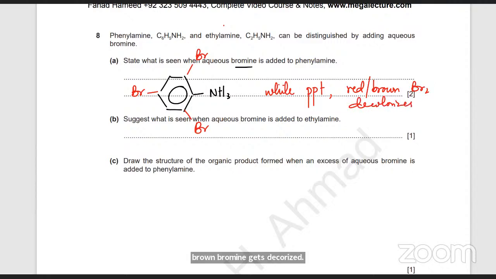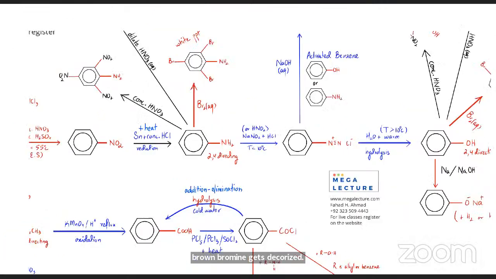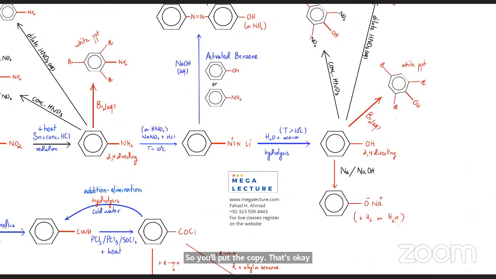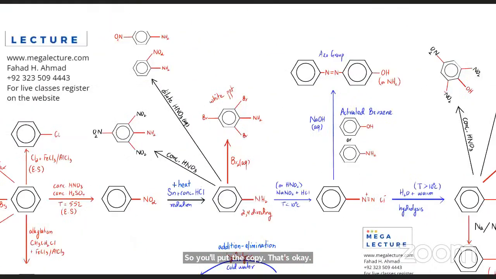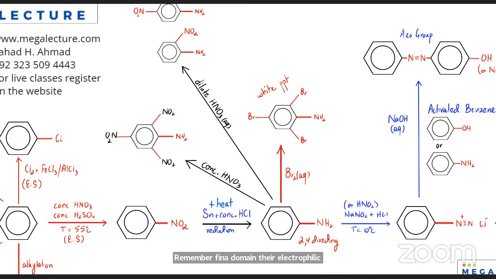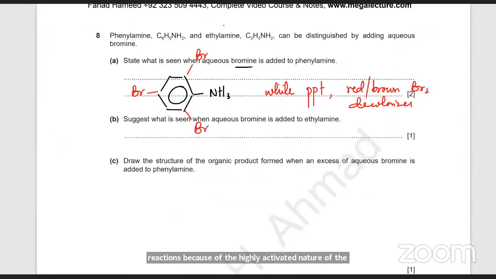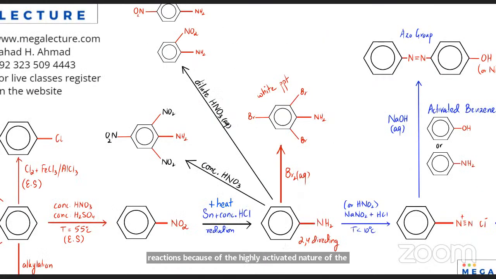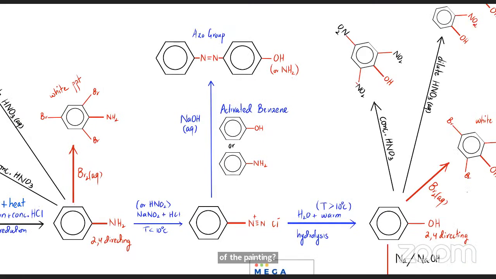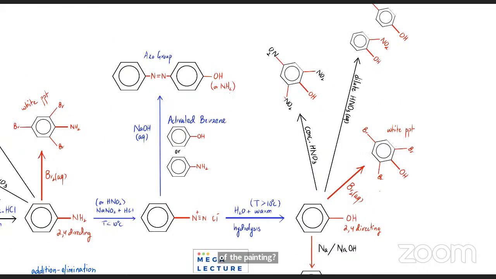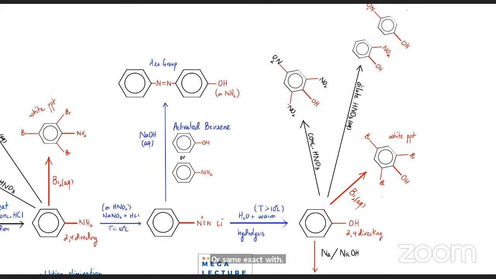तो यहां पे दिखा भी देता हूं कि रिमेंबर फिनाइलमाइन, देयर इलेक्ट्रोफिलिक सब्स्टिट्यूशन यहां पे, ठीक है, दे हैव अ विगरस इलेक्ट्रोफिलिक सब्स्टिट्यूशन रिएक्शंस बिकॉज ऑफ द हाईली एक्टिवेटेड नेचर ऑफ द बेंजीन. और सेम एग्जैक्ट विद फिनॉल्स. ये फिनॉल्स का इट्स ऑल्सो हाईली एक्टिवेटेड. विद ब्रोमीन इट फॉर्म्स अ वाइट प्रेसिपिटेट एज वेल.